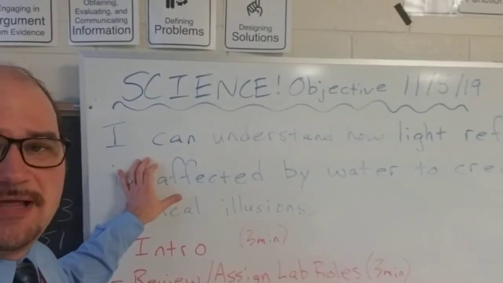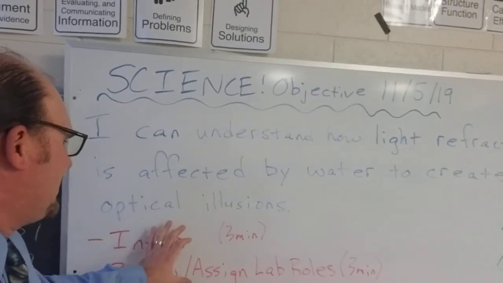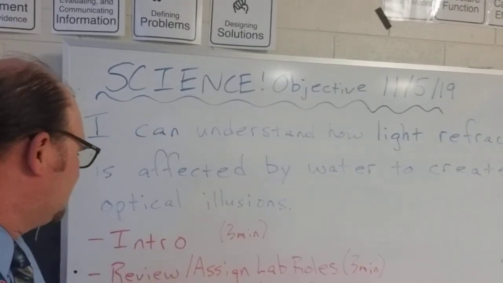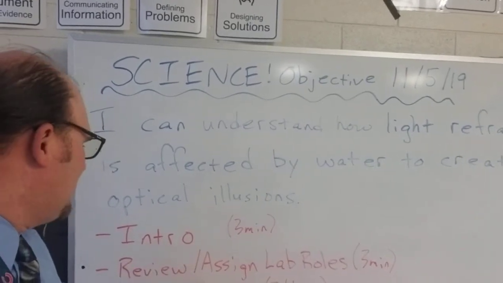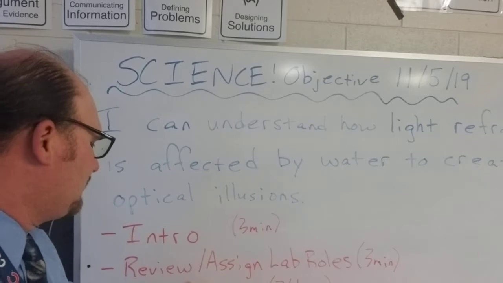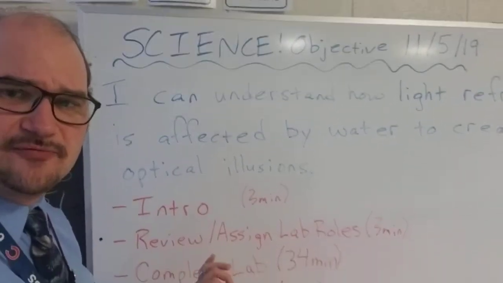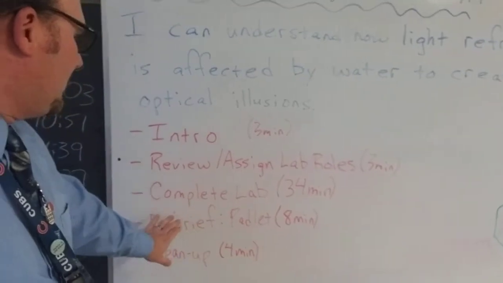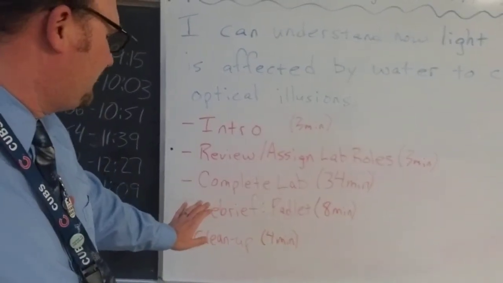I can understand how light reflects, how light refraction is affected by water to create optical illusions. So this is our intro part here. Hopefully I can keep it here in the 3 minutes. We're going to review and assign lab roles. Take about 3 minutes for that. I already discussed a couple of those already to kind of review what they are. You'll have about 34 minutes then to complete your lab. Timekeepers, that's one of the things you're going to be focusing on.